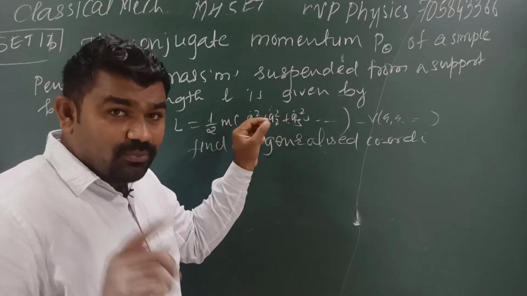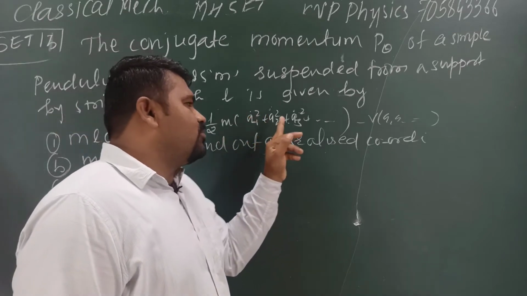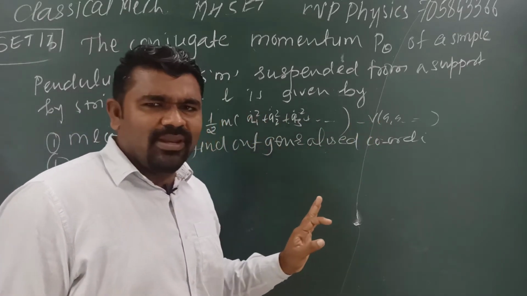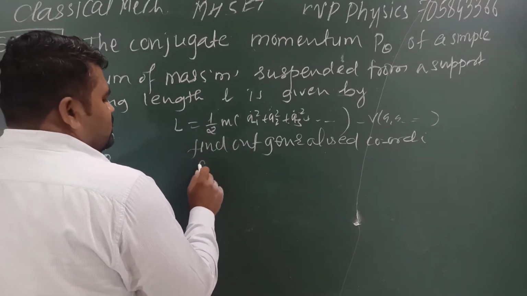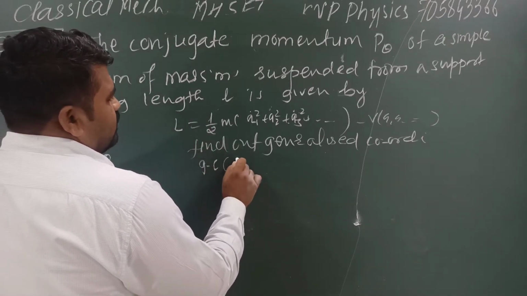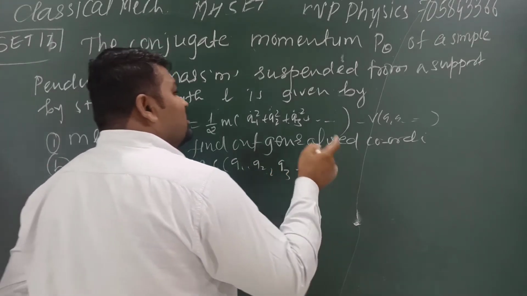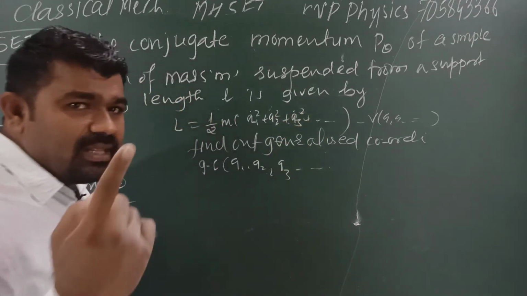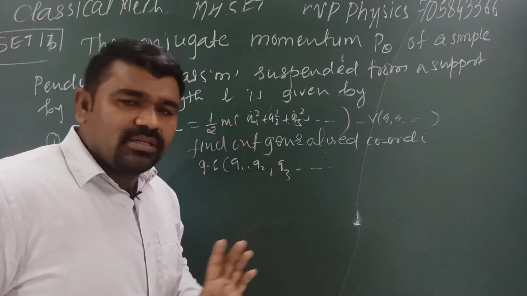Next, q2 dot is a velocity part. So we have the velocity parts q1 dot, q2 dot, q3 dot, up to qn dot. In this case the generalized coordinates are q1, q2, q3 and so on. However many velocity components are present in the Lagrangian, that many coordinates are known as generalized coordinates.